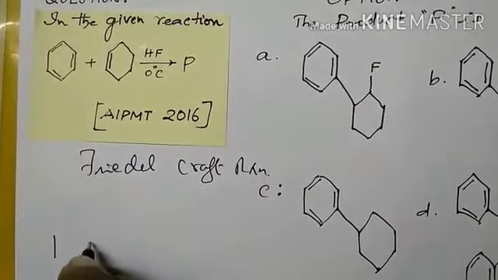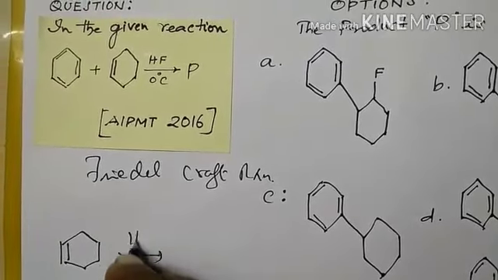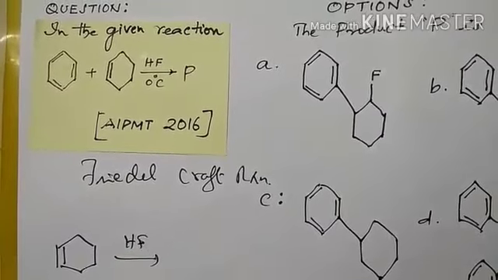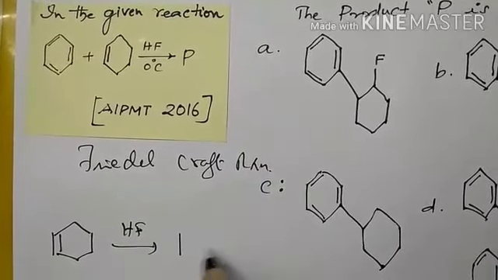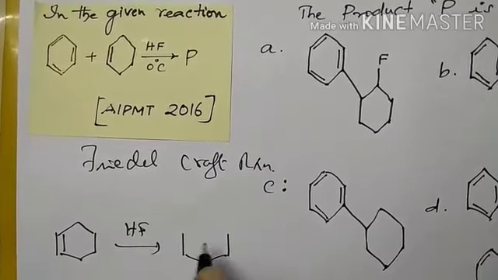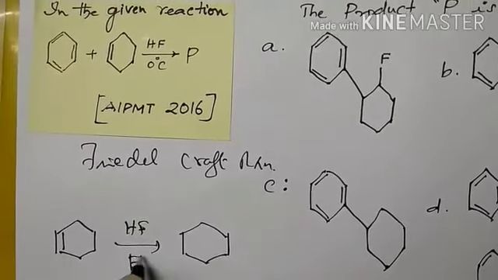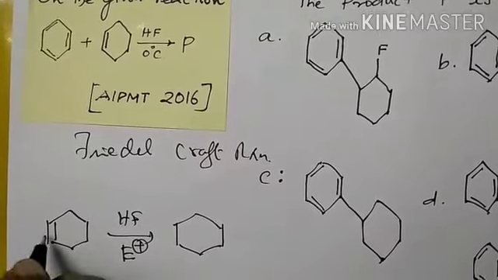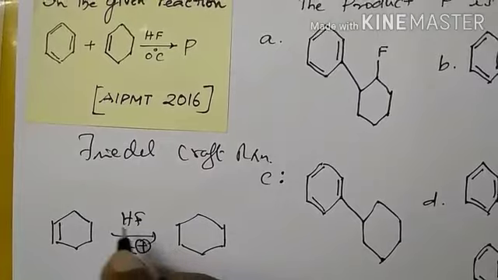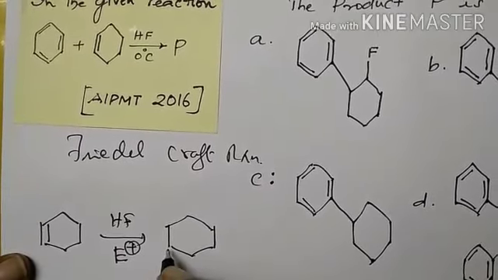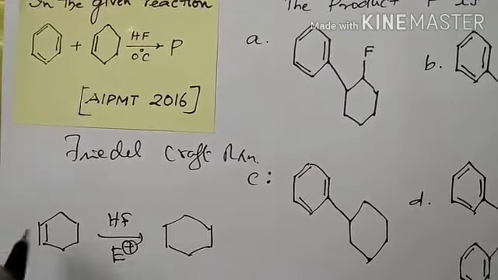So this reagent is called cyclohexene. Here, in presence of HF, that is hydrogen fluoride, the first step is the addition of hydrogen, that is H plus. What we are getting is the formation of electrophile, or we can call it a carbocation. The bond breakage takes place, or I can say the addition takes place, and hydrogen is added at one corner.